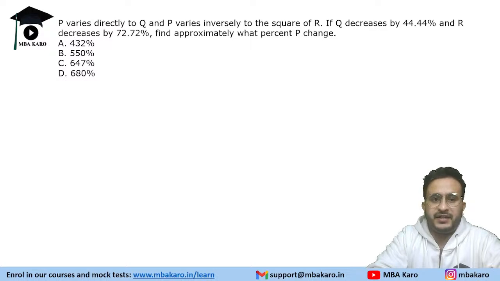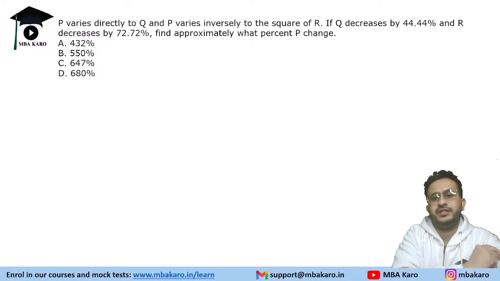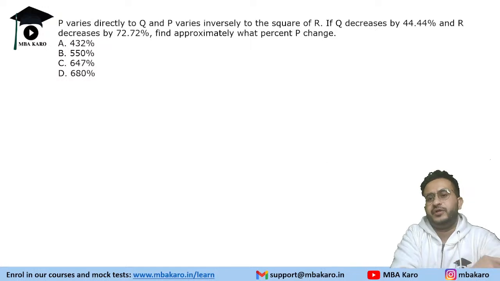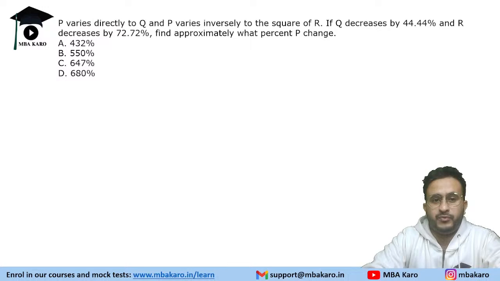P varies directly to Q and P varies inversely to the square of R. If Q decreases by 44.44% and R decreases by 72.72%, find approximately what percent P changes.